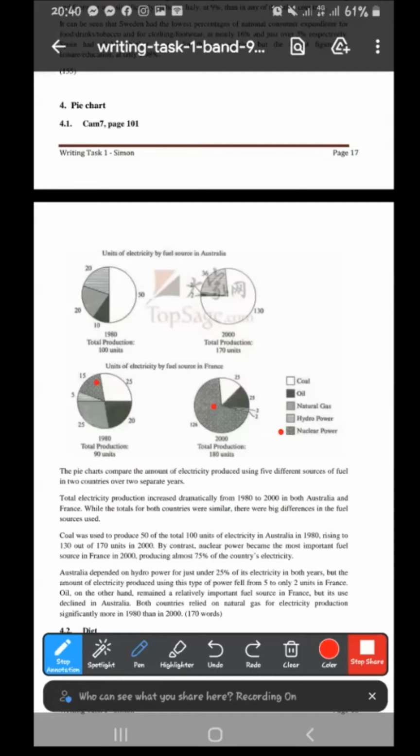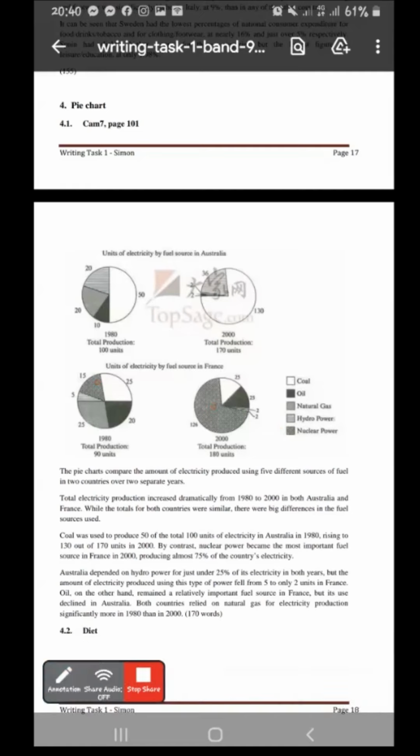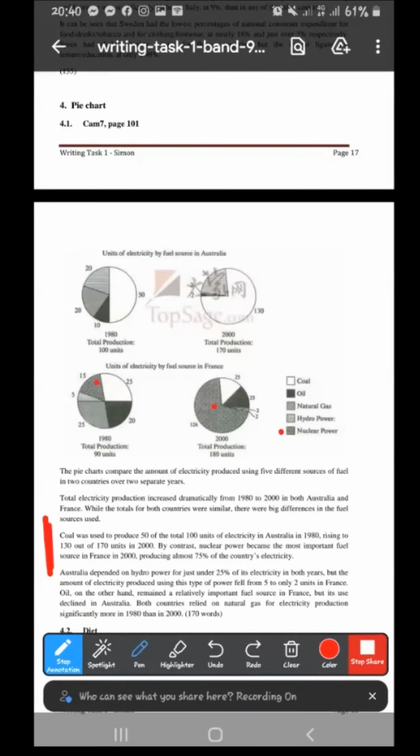So for this nuclear power, I want you to make a comparison here. You can see in 1980, 15 units are being used to produce electricity. And here you can see 126, almost 75% of the country's electricity. So how do you write? How do you shape the sentence here? It's given clearly. As you can see, coal was used to produce 50 of the total 100 units. We have also discussed Australia. And by contrast, nuclear power became the most important fuel source in France in 2000, producing almost 75% of the country's electricity.